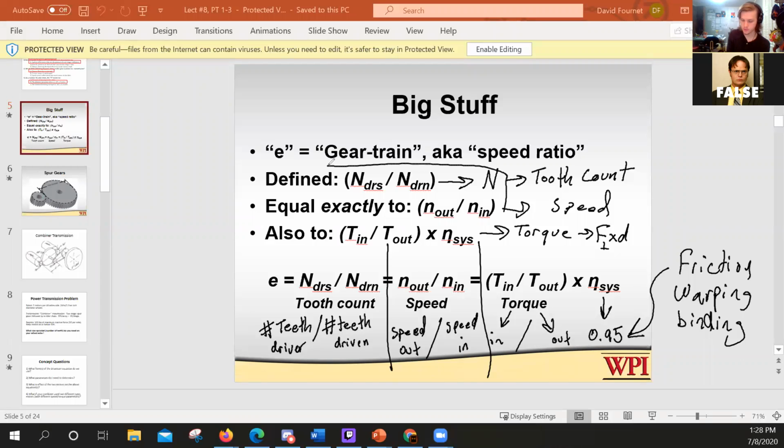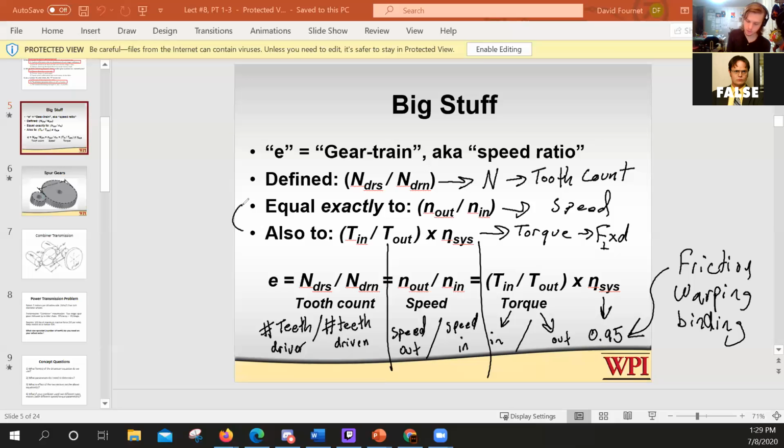Basically, these ways. This first one is about the tooth count. So how many teeth are in the gear? It's the number of teeth driving, so being driven by a motor, the gear which is on the motor, divided by the number of teeth of the driven gear, which is whichever one is connected to that gear. That is the same thing as this next one, which is the speed out divided by the speed in. So how quickly are the gears rotating?